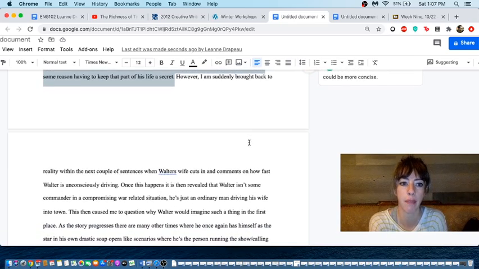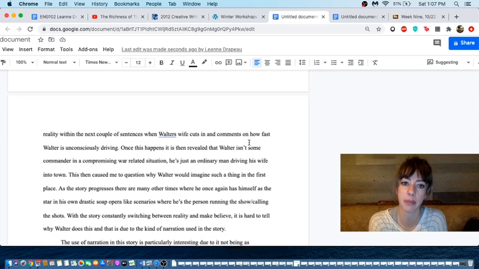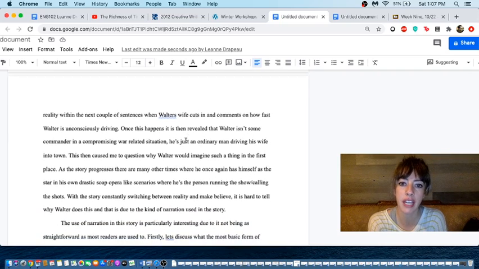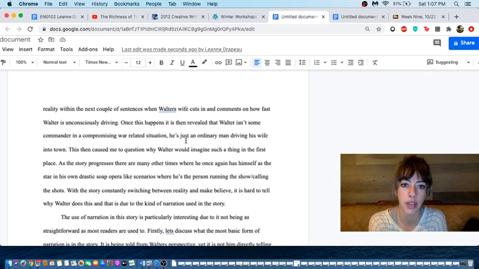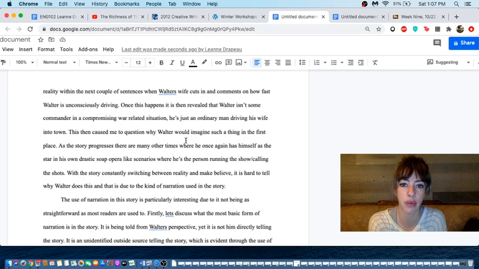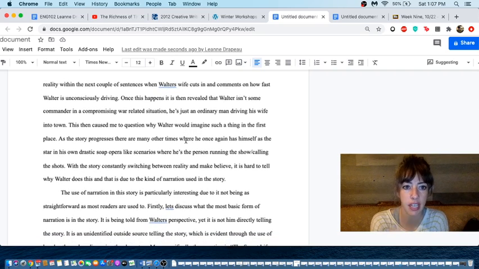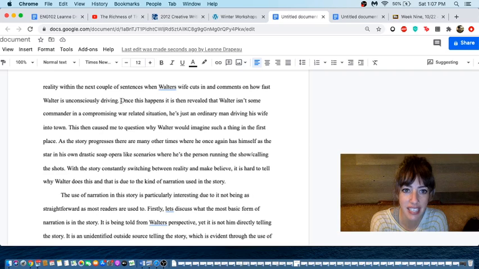However, I'm suddenly brought back to reality within the next couple of sentences when Walter's wife cuts in and comments on how fast Walter is unconsciously driving. Once this happens, it is then revealed that Walter isn't a commander in a compromising, war-related situation. He's just an ordinary man driving his wife into town. All right, this is an example.